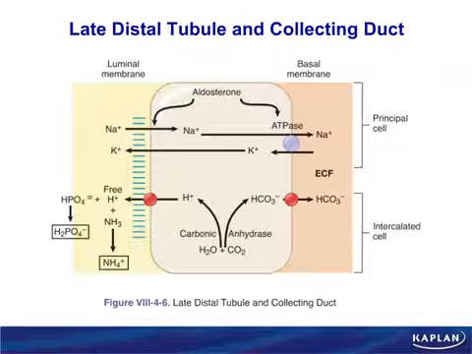Now, this is a very important slide to understand. We're going to take a look at how aldosterone functions in the collecting duct. So we mentioned the function of aldosterone in the principal cells to increase synthesis of sodium-potassium ATPase in the basolateral membrane, as well as increase synthesis of the epithelial sodium channels in the luminal membrane. So let's take a look at this.